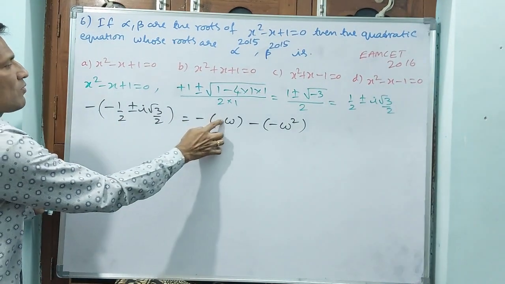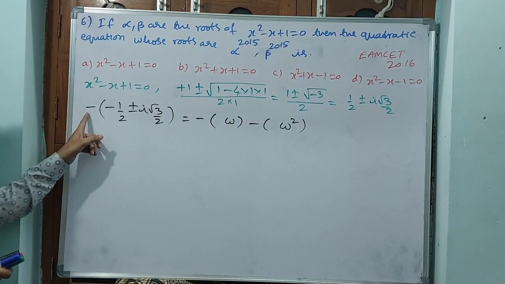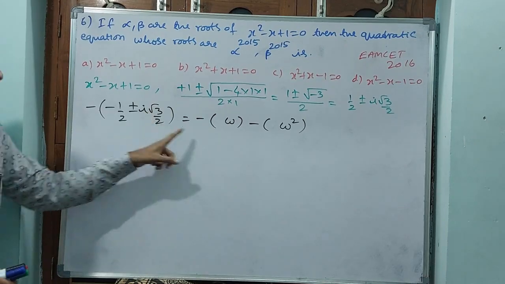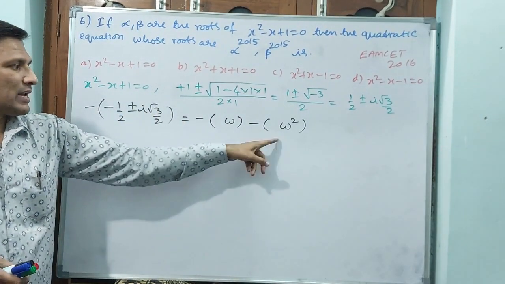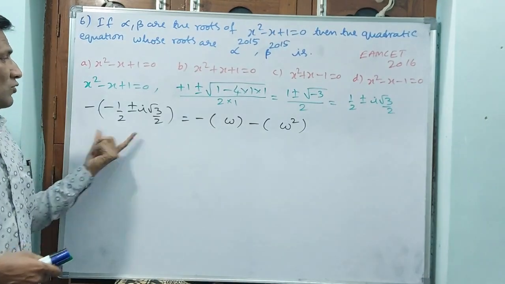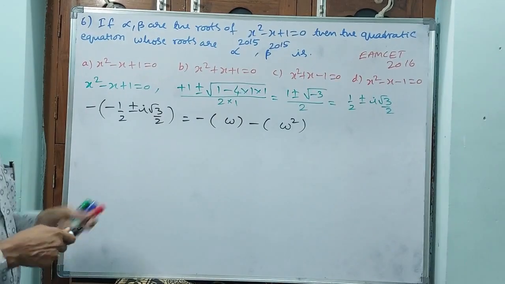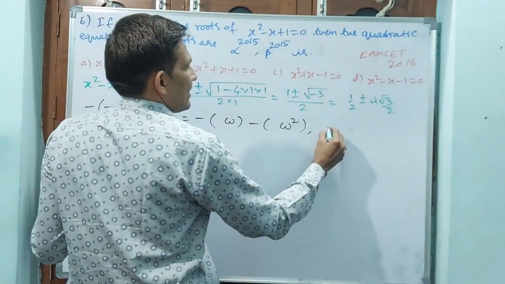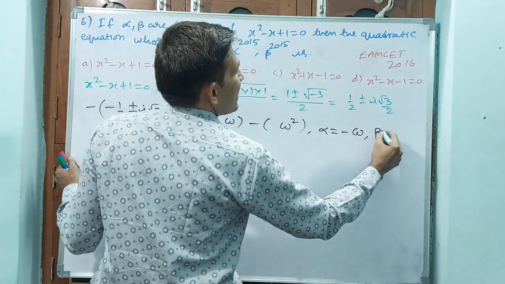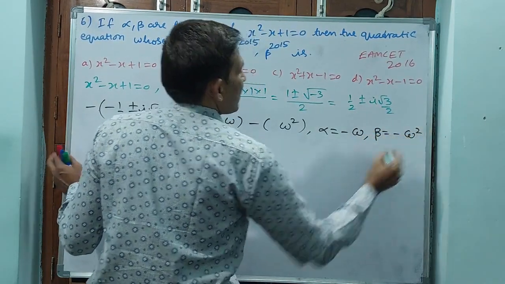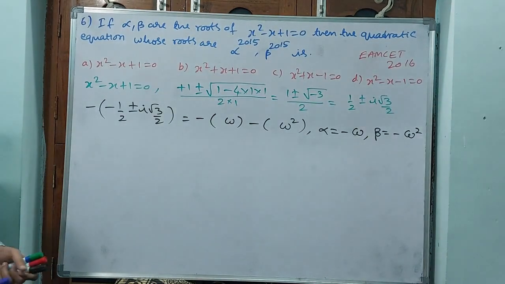Sorry, this is omega. Inside you don't keep minus. Why? Because see, outside minus is there. Already minus 1 by 2 plus i root 3 means omega. Minus 1 by 2 minus i root 3 by 2 means omega square. That means see, these roots are minus omega and minus omega square. See, shall I take alpha, beta? Let alpha is equal to minus omega, beta is equal to minus omega square. Okay, definitely we can take.